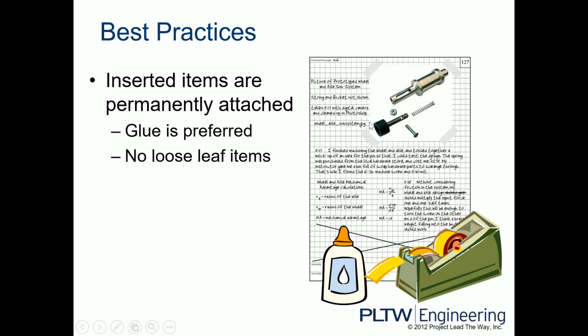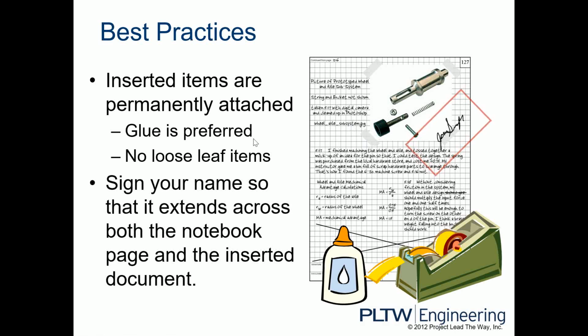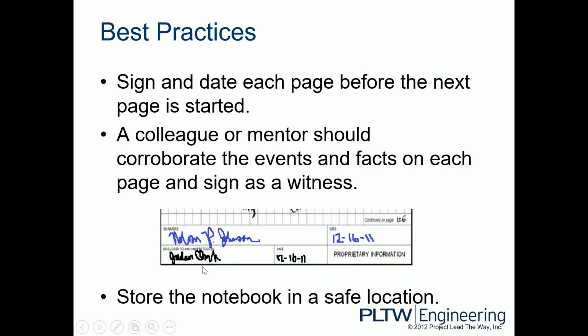And then also you want to date where you signed it. So you're going to sign it across the tape, the paper, and the notebook, and then put a date there as well, kind of on both. Again, you want to sign your name so it extends across both the notebook page and the inserted document, and I think on the tape as well. Sign and date each page before you go to the next page, just like they did in here. This is the designer signed here and dated it. Now, you're supposed to, on a traditional engineering notebook, sign and have a witness sign and date, but we're not going to worry about that, and we're not going to worry about the proprietary information signature either.